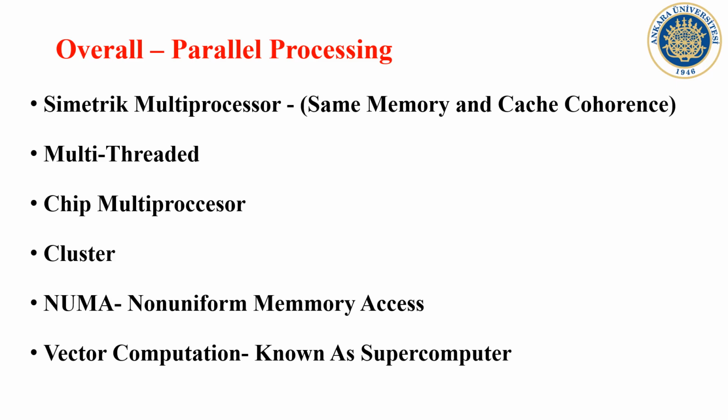We also have NUMA, which stands for Non-Uniform Memory Access. In NUMA systems, memory access depends on where the data is located. For example, some data is closer, some is further away, but the system manages it to stay efficient. And finally, vector computation, which you often see in supercomputers. These systems are designed to do huge amounts of math really quickly, which is perfect for scientific simulation or data-heavy tasks.